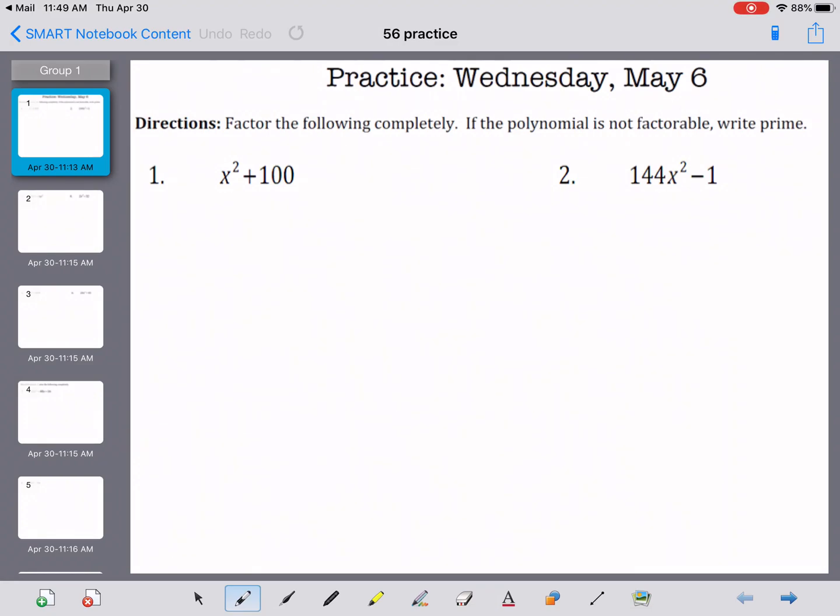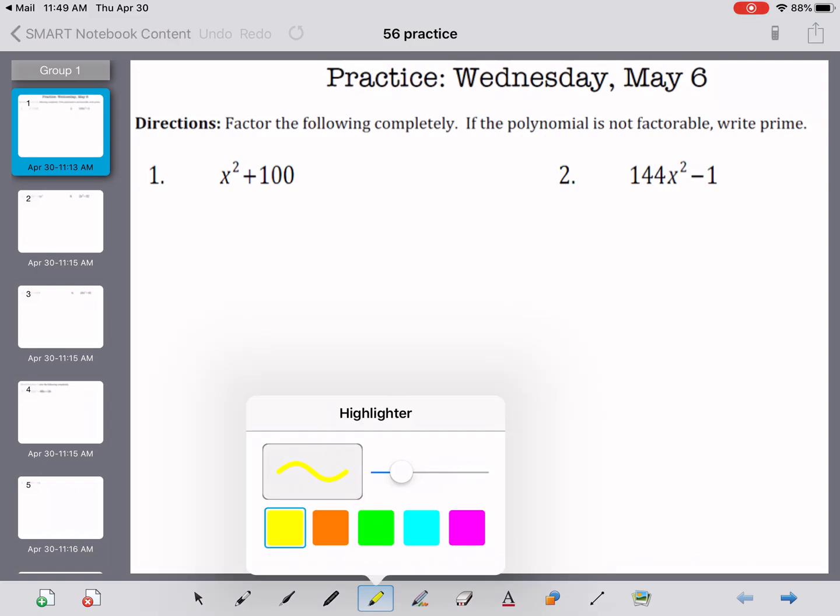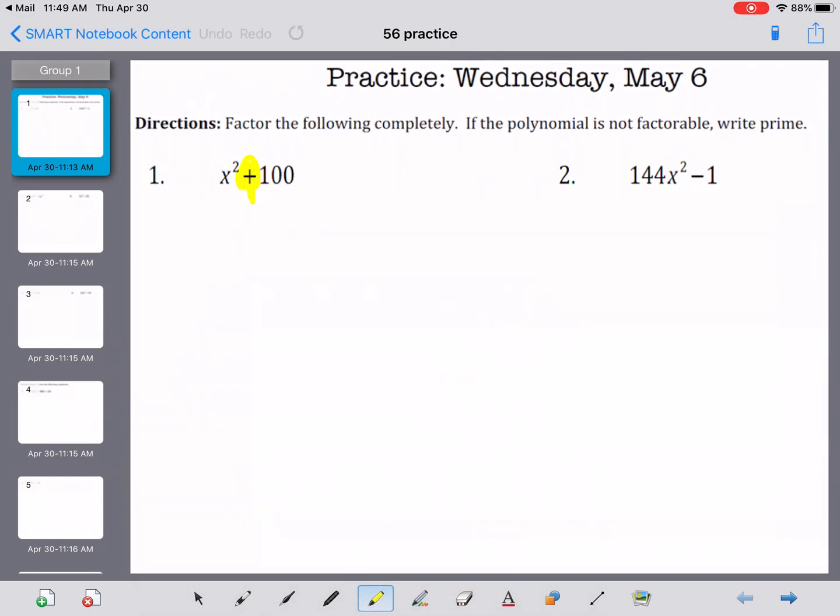Once again, let's factor the following completely. If the polynomial is not factorable, we're going to write prime. And as we take a look at the first problem, x squared plus 100, the thing that we need to notice is that it is a plus. And the fact that that's a plus means that this problem cannot be factored, and when something cannot be factored, it's considered to be prime.